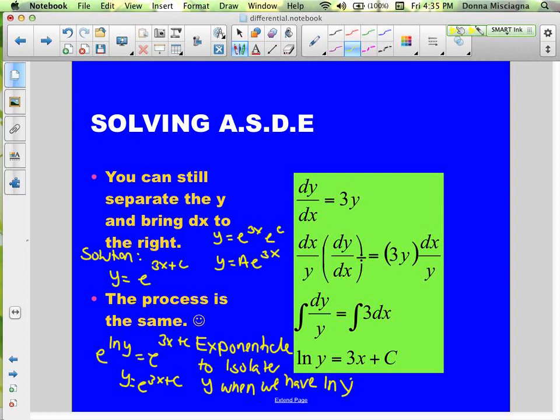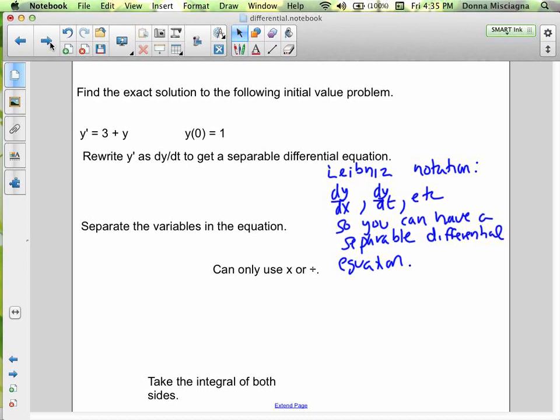Right? So let's look at the next one here. I only have a couple, I think, on these ones. All right, so we're going to have some exact value problems here as well. All right, so we have y prime is equal to 3 plus y. All right, so let's rewrite that. Y prime is dy dt or dy dx. In this case, I think it was a dy dt initially.